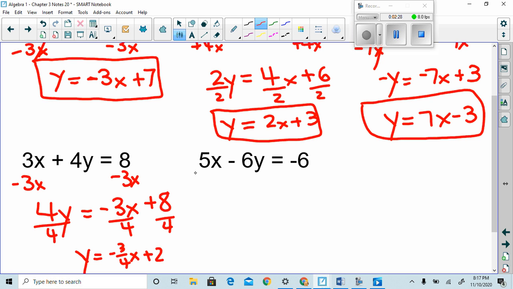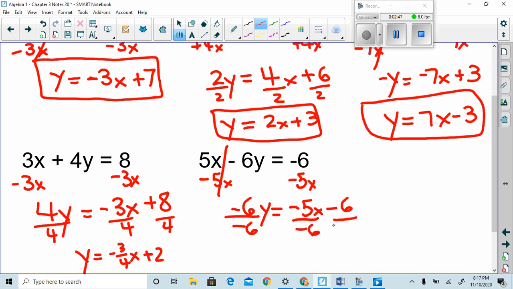Last review problem. Let's go ahead and subtract 5x on both sides. Canceling out leaves me with a negative 8y is equal to negative 5x minus 6. If we divide all terms by negative 6, I will get y is equal to positive 5/6 x plus 1. And that's a quick review of our function form. I hope that was helpful. If we need to see more, please ask in class today.